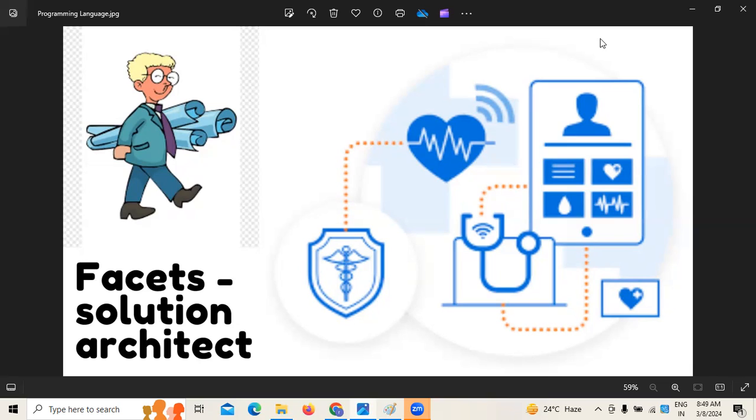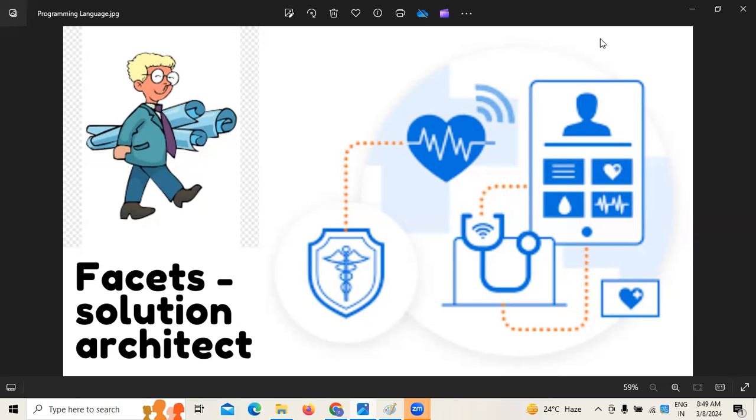Facets. I'm talking about the solution architect role. Of course, in some organizations, it's not only a solution architect. We can call them configuration analyst also. Configuration analyst means who configures the system, who configures the application. Because Facets application we are using for claim processing, claim adjudication, etc. on the payer side in the healthcare sector.